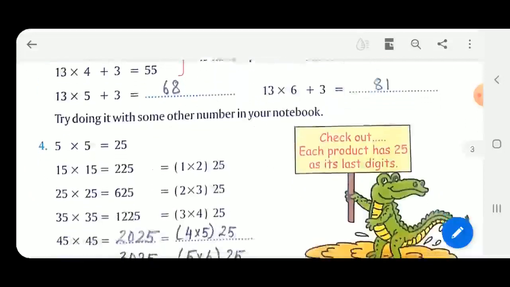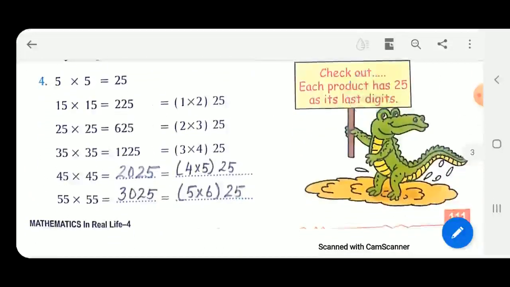Then question number 4. 5 5s are 25. 15 into 15 it will be 225. Then if you multiply this you will get 625. Later on, 125 and 45 into 45 it will be 2025. See here, compare the pattern. 1 2 3 4 is there, that means what comes, 4 and then 5. The next one is 2 3 4, so the next will be 5 and 6. 25 as common, write down. If you multiply you are going to get the answers.